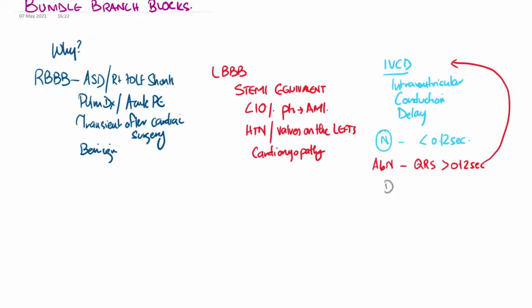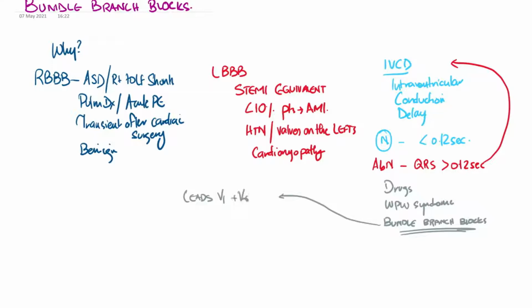So the moment you see an IVCD, we will assume that there is some sort of a bundle branch block pattern, but that's not the only cause. You could have a wide QRS complex because of other reasons as well, such as drug-induced or Wolff-Parkinson-White syndrome. For this video, it's going to be mostly centered around bundle branch block patterns.